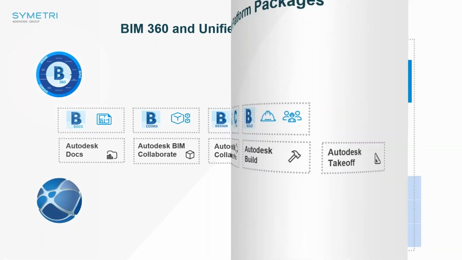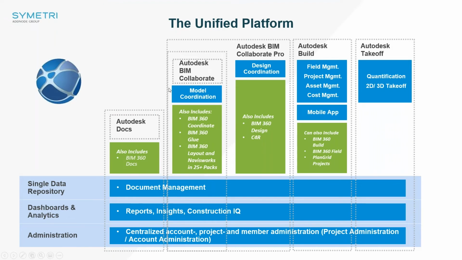To explain a bit more in detail about the Unify platform, we have Autodesk Docs. That's where you host all your models, documentation, and your CDE, and it is included in any of the other modules. For example, with Autodesk BIM Collaborate, you will also have Autodesk Docs. Autodesk BIM Collaborate Pro, which is the module we're talking about, now also includes Autodesk BIM Collaborate. Before, if you had design collaboration as part of your licensing, you would also need to get model coordination. Now, if you get Autodesk BIM Collaborate Pro on the Unify platform, you also get Autodesk BIM Collaborate with model coordination.